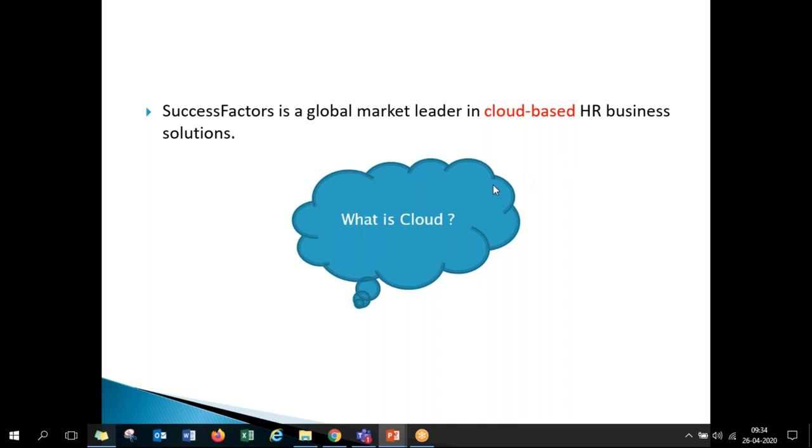SuccessFactors basically is a cloud platform, guys. And when I say cloud, it is nothing new in our day-to-day lives. The way we are using LinkedIn, Facebook, Gmail, and office mail on our mobile, everything, these are all cloud-based.